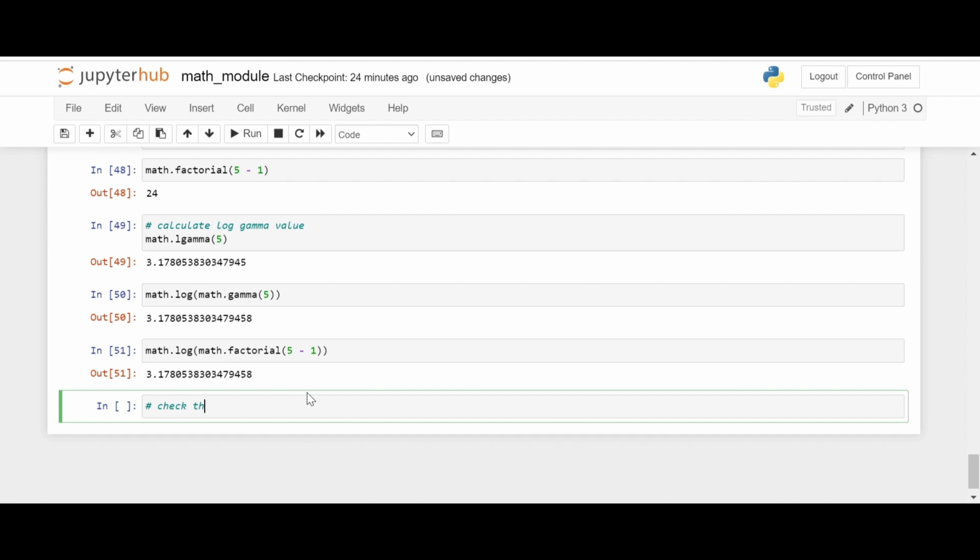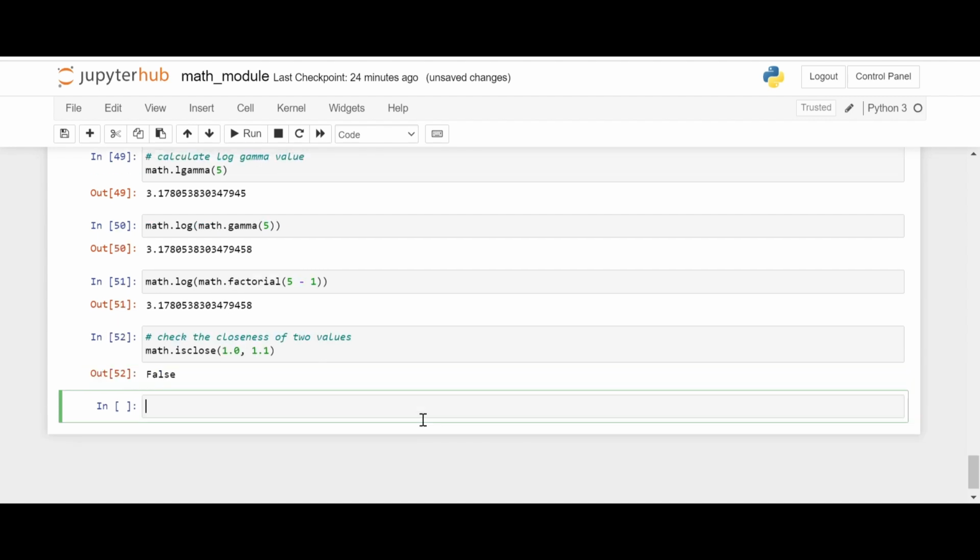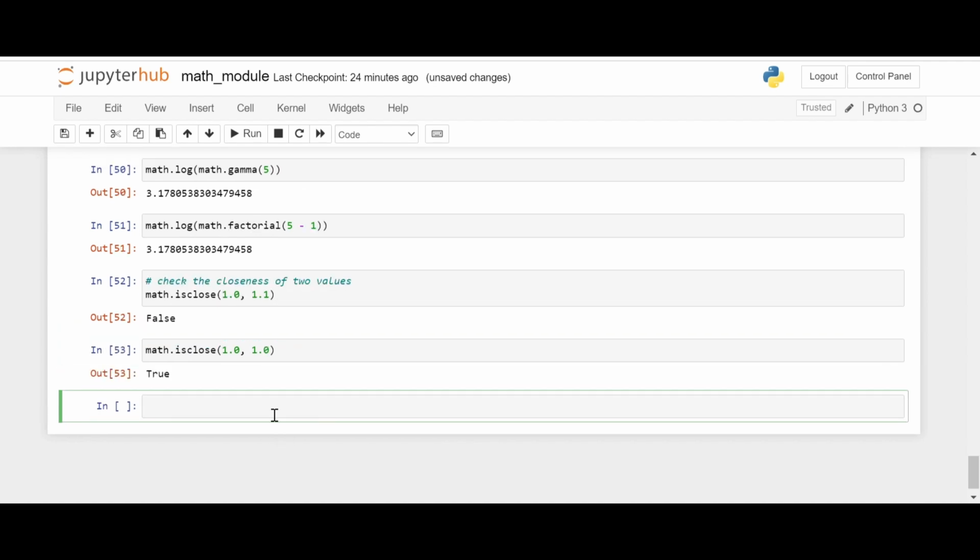Check closeness of two values. Math.isclose. So 1.0, 1.1. It's false because they are not close. They are not the same. But if we change it to 1.0, then it's true because they are the same.